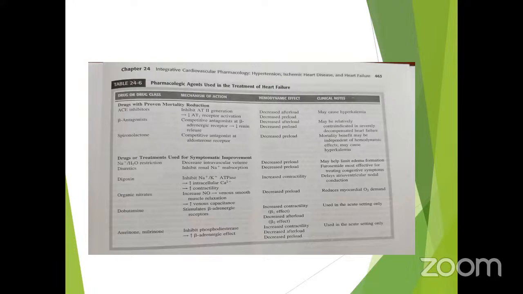So you have the whole range of these, so that you can use them both in symptomatic heart failure as well as anti-mortality drugs, especially spironolactone, whose mortality benefit may be independent of hemodynamic effect. It may cause hyperkalemia, that's the only problem. It will decrease fibrosis, apoptosis, and also decrease remodeling. So these are a few of the things you can note in these cases.